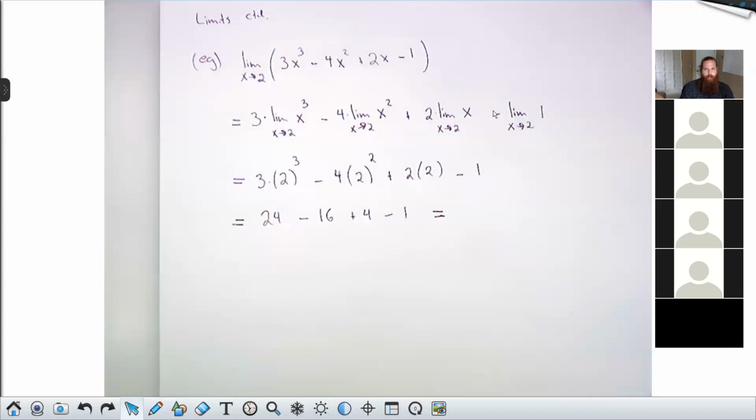So if we're comfy with that and each of these, then we get to here. And then we just need to perform the arithmetic. So 24 minus 16, that's 8, plus 4 is 12, minus 1 is 11.